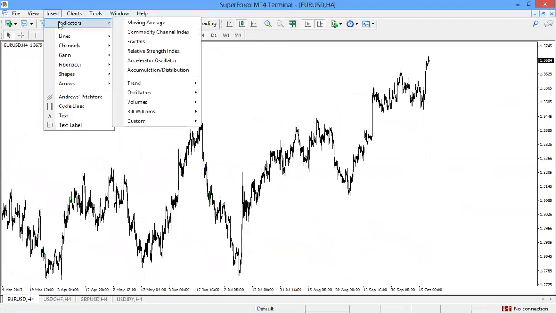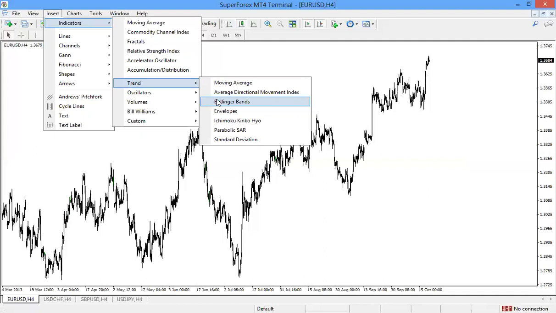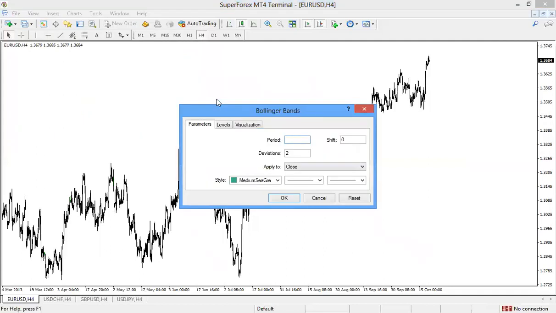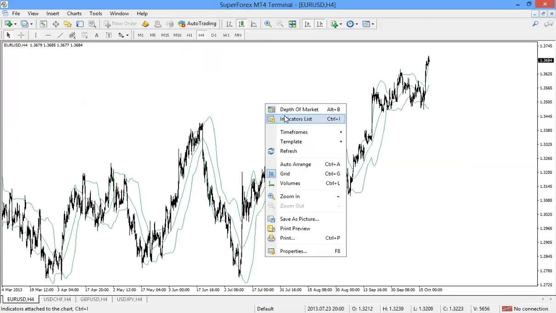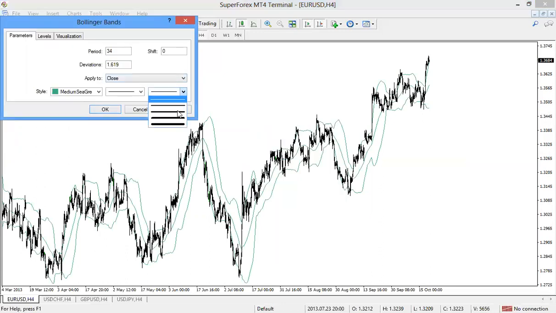I'm happy. So today I want us to talk about the Bollinger Bands. This is the last indicator that I'm going to teach you about because this is one of the most important ones. Now, let us put it on period 34. Deviation, let's put it on 1.619. The Bollinger Bands are used to measure market volatility. Yes, they are used to measure market volatility.